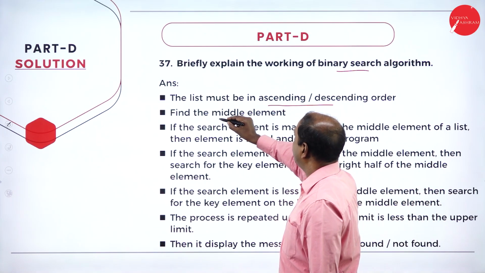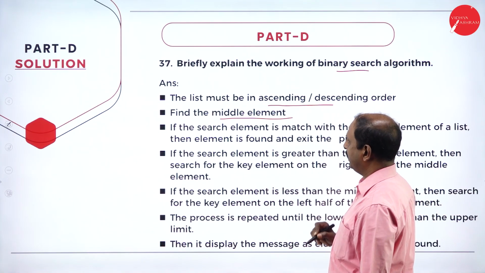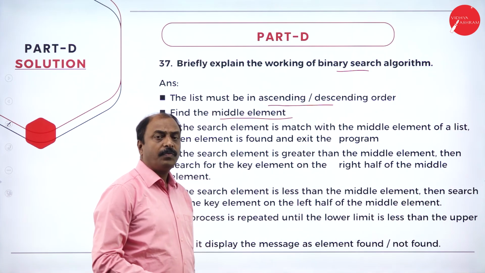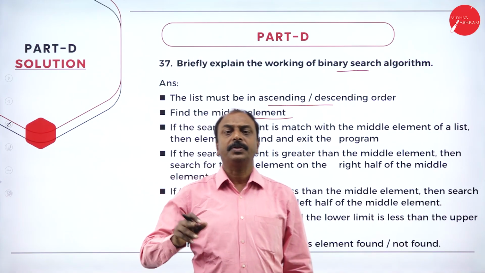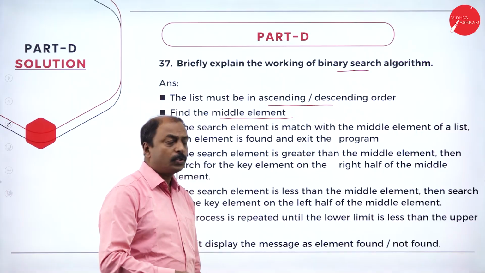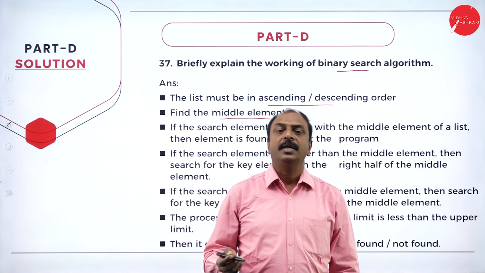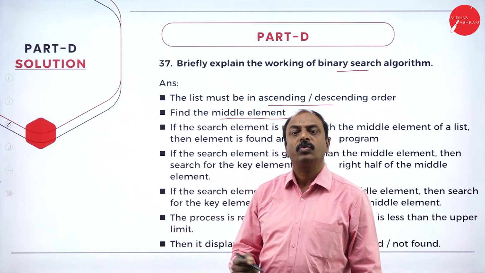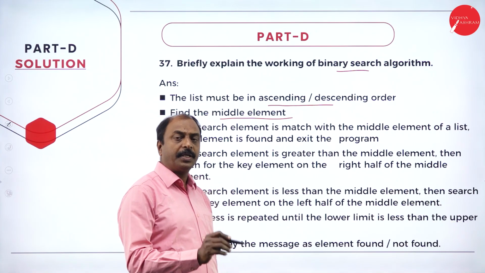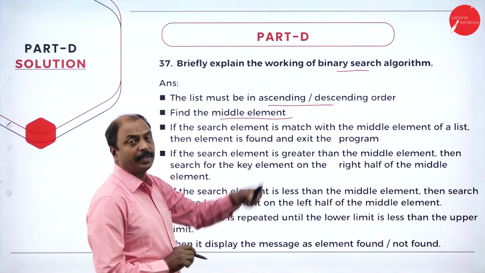Now find the middle element of the given list. So the first step is to find the middle element. Then how do we find the middle element? As we know, the index starts with 0 and the last index is n minus 1. So we say lower bound and upper bound. Index 0 we term as the lower bound and the last index n minus 1 is called the upper bound. So how do we find the middle element? Lower bound plus upper bound divided by 2 gives us the middle element of the given list. So that is how to find the middle element.